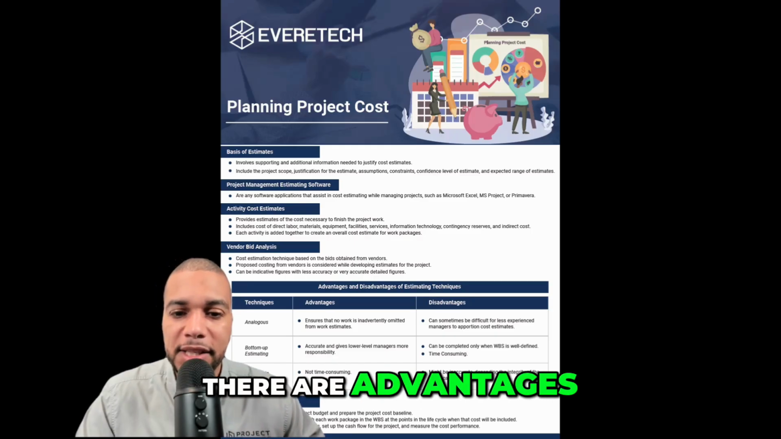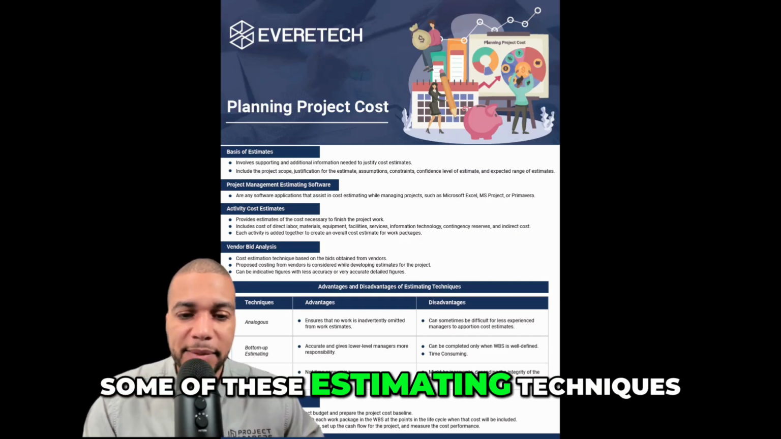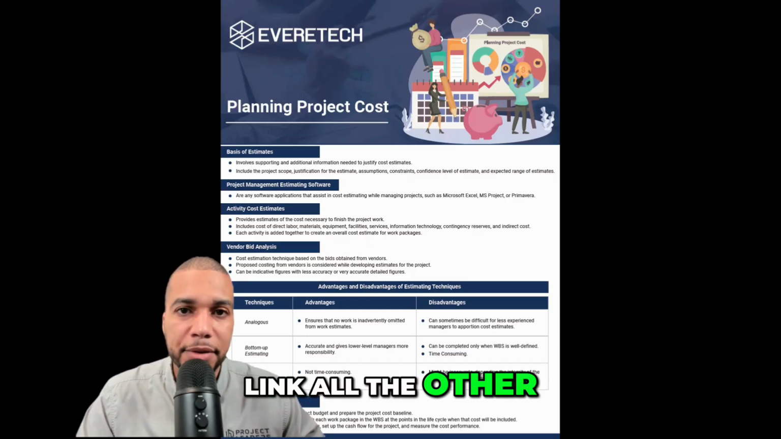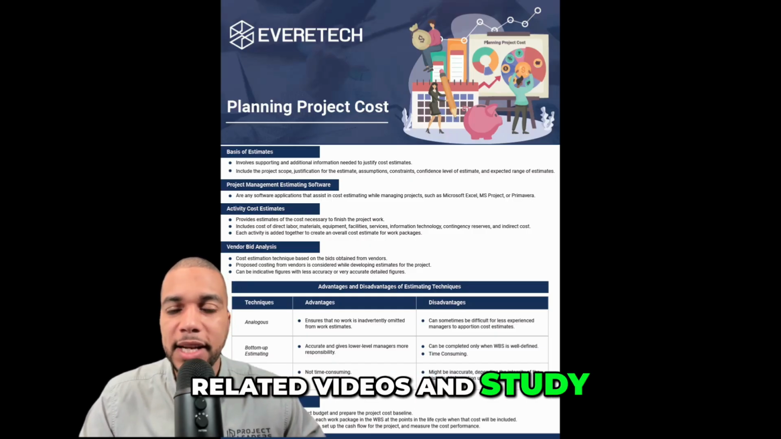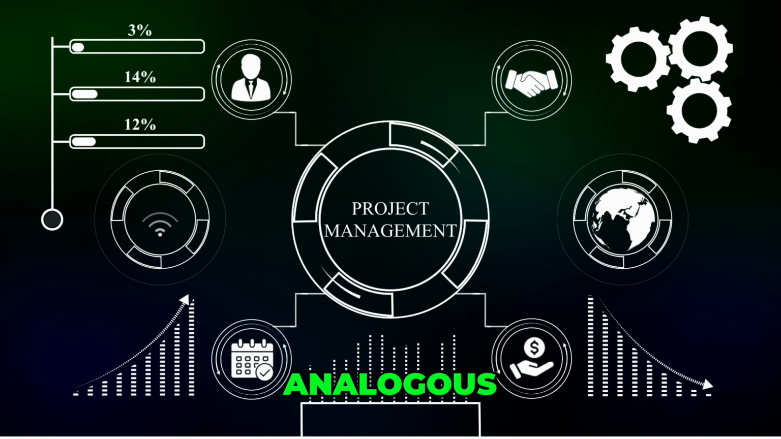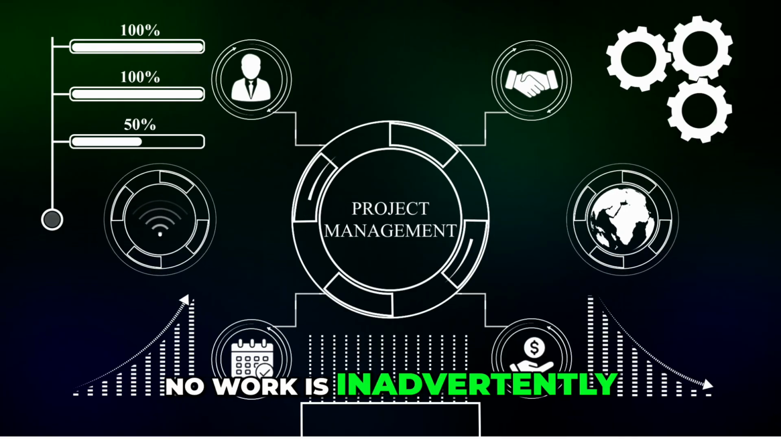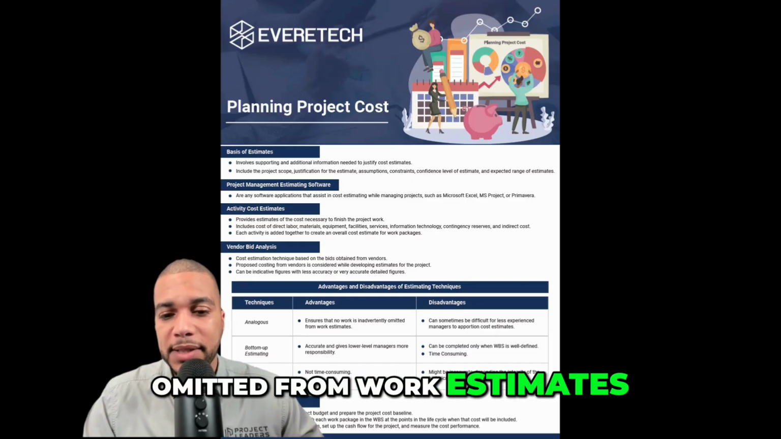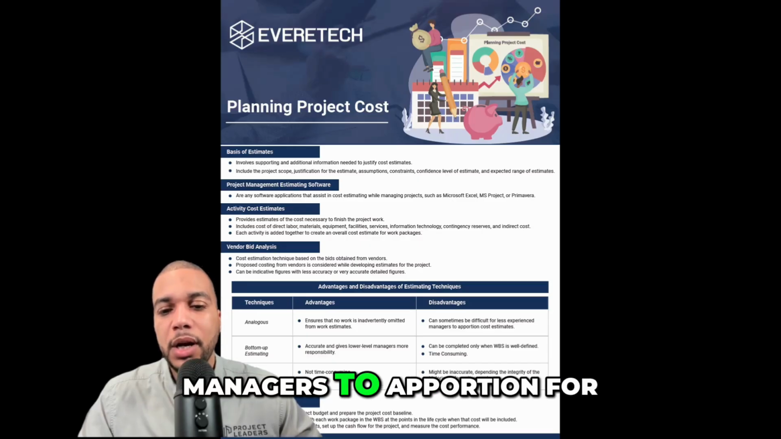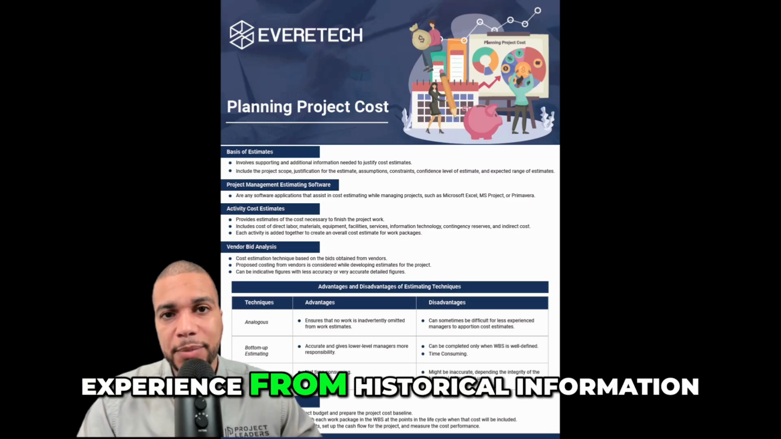There are advantages and disadvantages to various estimating techniques. We're going to discuss some of these, and I also have this in one of my other videos. I'm going to link all the other related videos and study guides that we have. The ones we're going to discuss are analogous, bottom up, and parametric. With analogous, the advantage is that it ensures no work is inadvertently omitted from work estimates. However, it can sometimes be difficult for less experienced managers to apportion cost estimates because this uses a lot of expert judgment and experience from historical information.